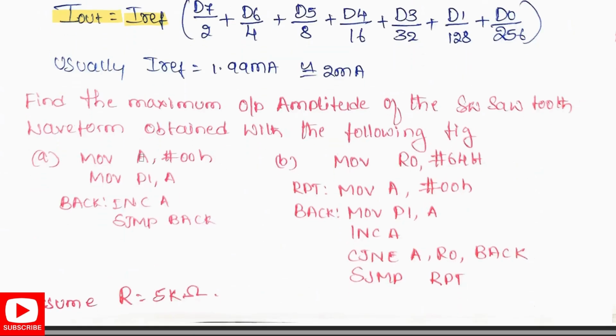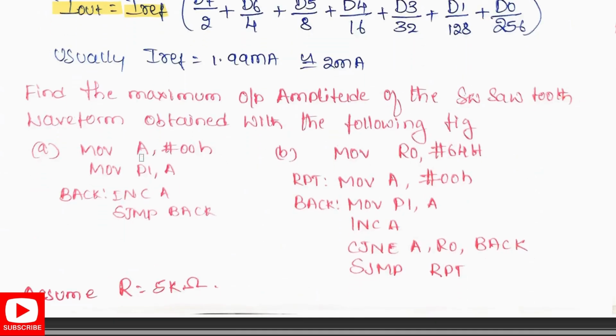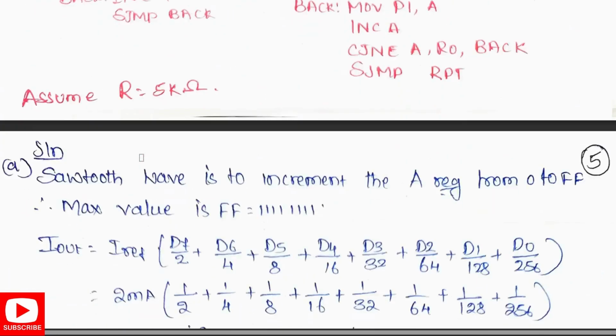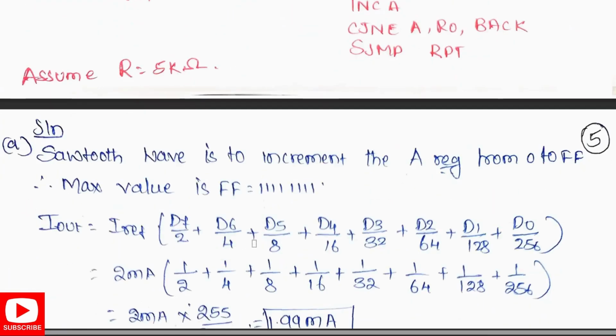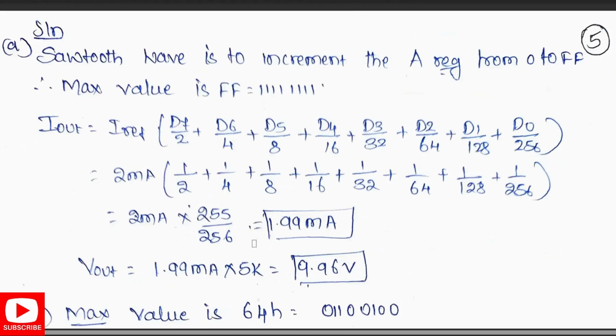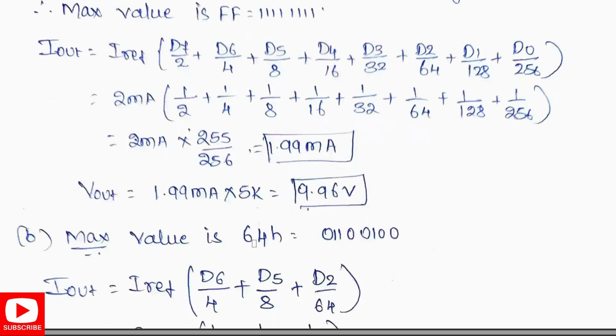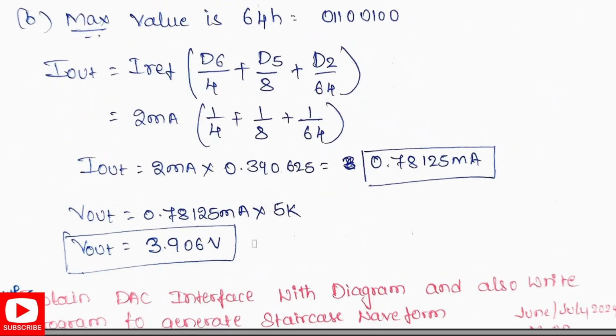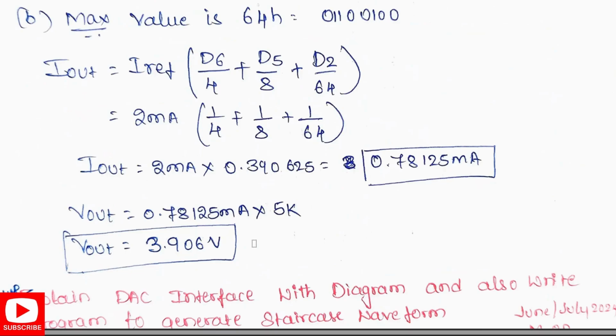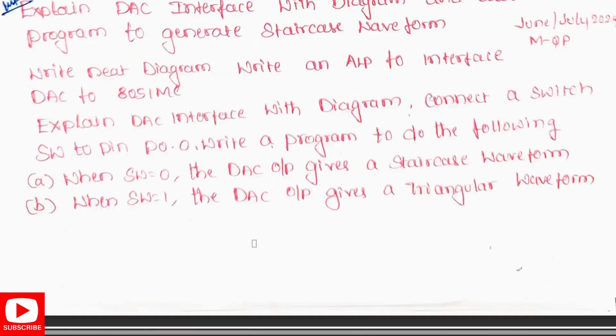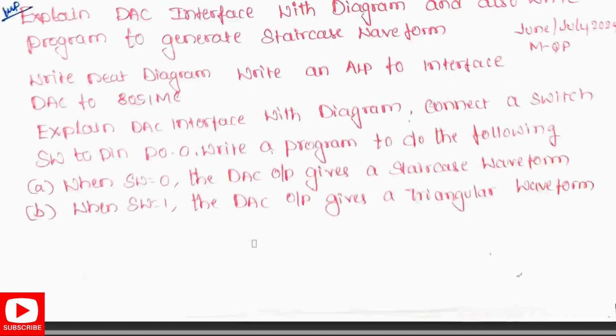You have to find the maximum output obtained, this type of question. Then you have to obtain the value, substitute it in the D7, D6 part and take out the value. After taking it out, multiply it with the resistor, you will get the V out. So that was about the problem.